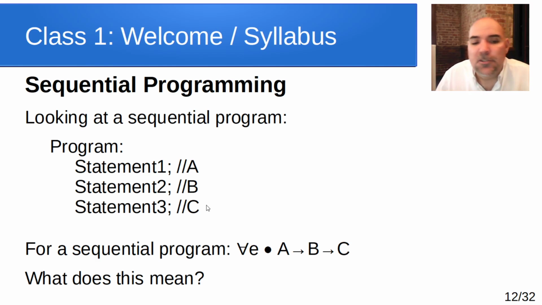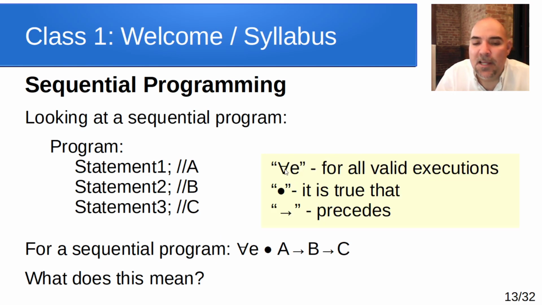So for that to be sequential, notice I have a little bit of notation here that we're using. Let's take a look at what the upside down A followed by an E followed by that dot, and these arrows, mean. The upside down A means for all. If you've taken discrete math or some other math class, you may have been exposed to that notation before. The lowercase e in this case, we're using to mean all valid executions. So for all executions that are valid, the dot means it is true that, and the arrow means proceeds.